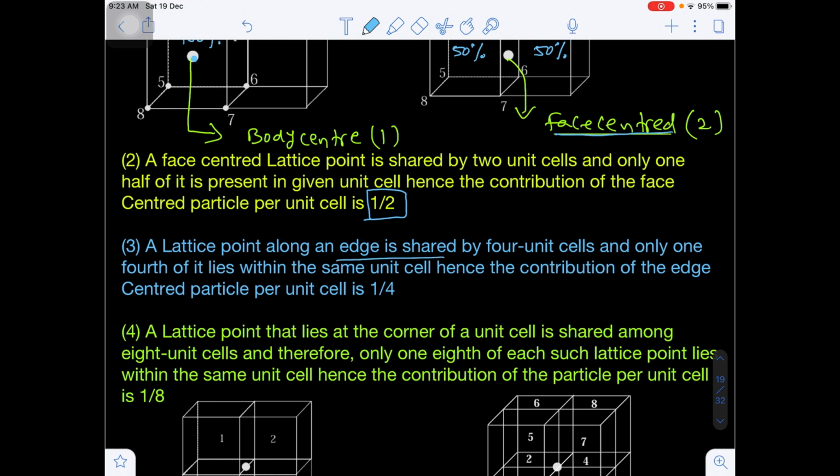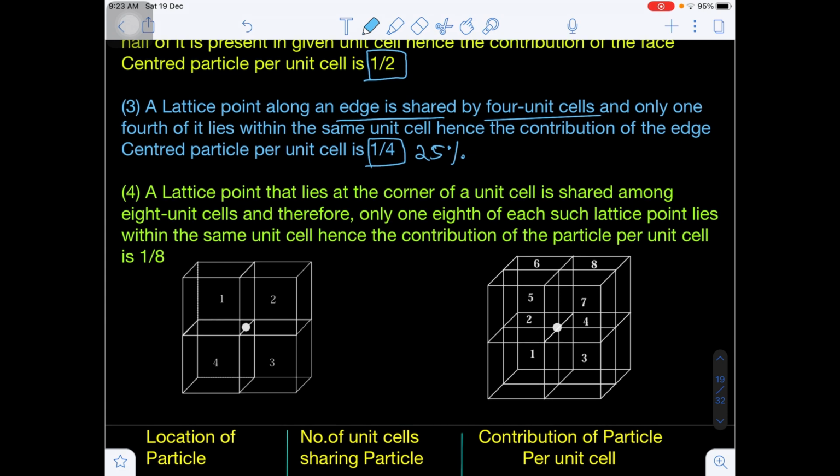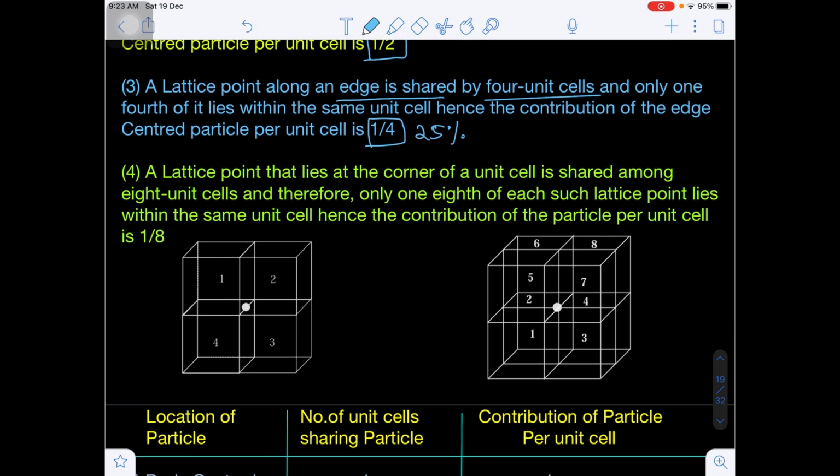If the edge center lattice point is present, it is shared by 4 unit cells, and each unit cell's contribution will be 25%, because a total of 4 unit cells are sharing the lattice point. For each unit cell you get 1/4 of the contribution of the corresponding lattice point, which we will see in the diagram.